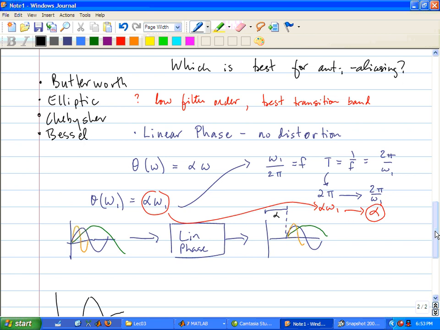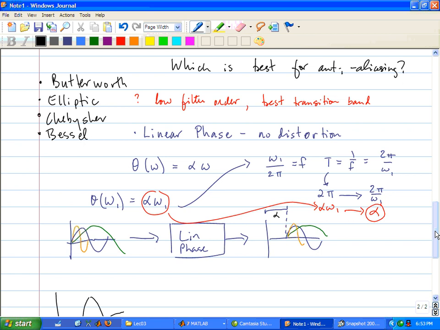Now, in another signal, in another application, you might not care. You say, oh, sure, phase distortion all day long. I couldn't care less. I'd rather have a sharper filter. Okay, so then you pick something else. You pick a Butterworth or an elliptic or whatever it is. So it's all application dependent.